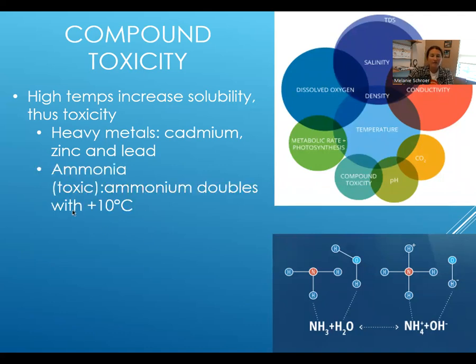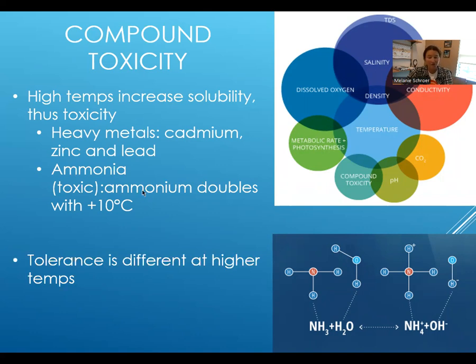With each 10-degree increase in temperature, ammonium levels are going to double, or the ammonia to ammonium ratio is going to double. And remember that when temperature changes, so too does enzyme activity. And so organisms' tolerance to these different compounds is going to be different at different temperatures as well.